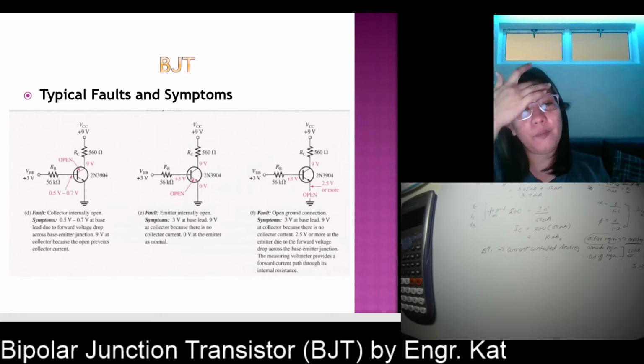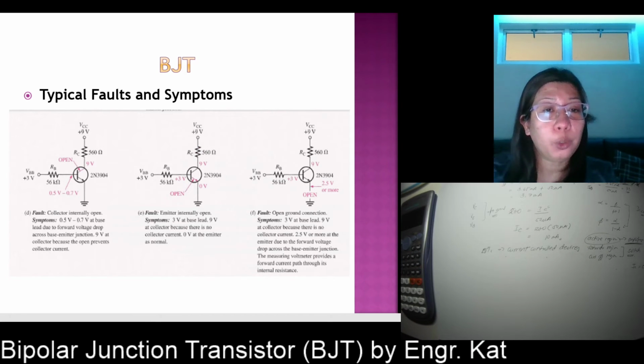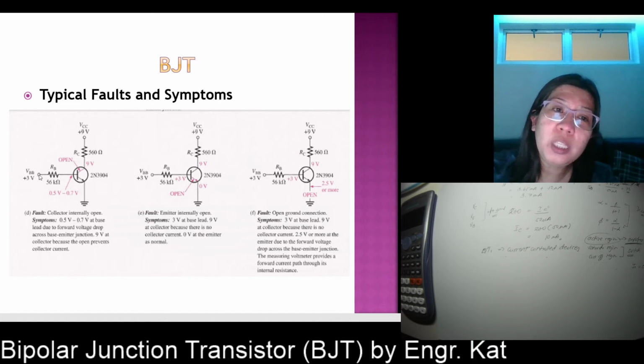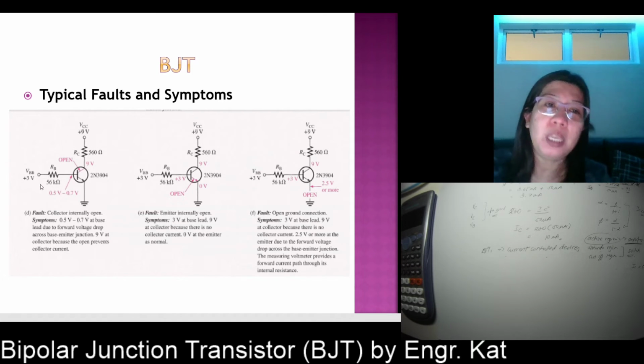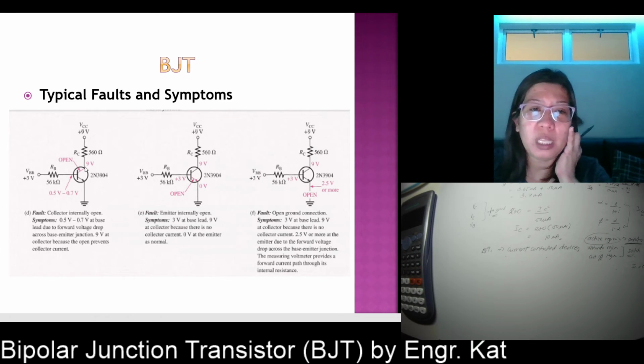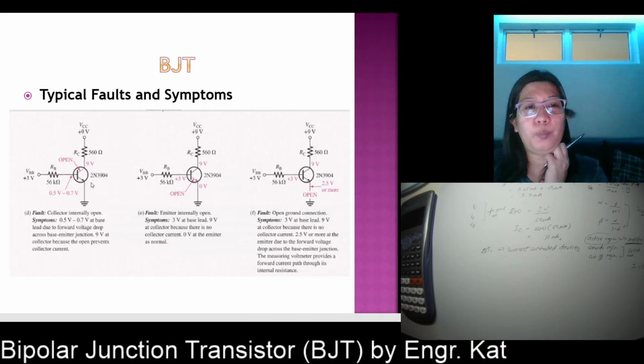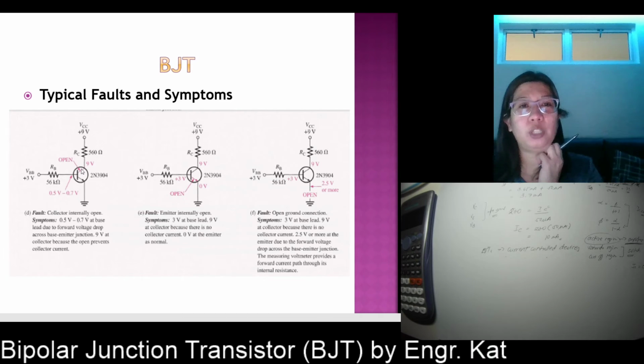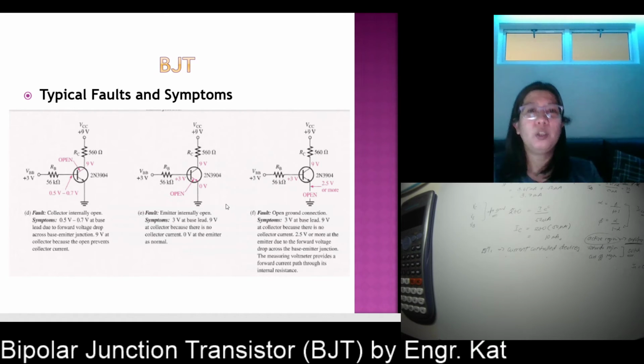Collector internally open. Your RC is functioning, your base is functioning, your RB is functioning. At the same time, you can read 9 volts here. So the problem here is your collector terminal. The one which is not functioning here is your collector terminal.